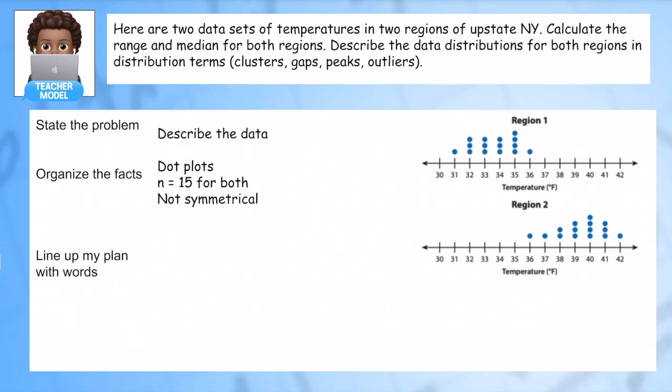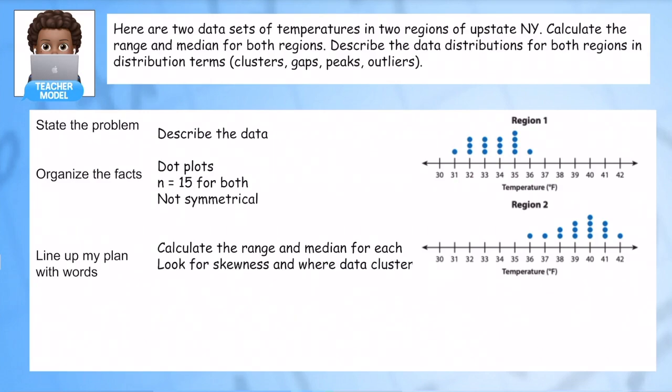And I could also see just by looking that these are not symmetrical. So I'm going to calculate the range and median for each using the data that I see on the dot plot, and we know how to find both those measures. And I'm going to look for skewness and see where the data is actually clustered. Is it symmetrical? But no, these are not symmetrical, so there will be a little bit of skew happening here. And I'm going to try to identify the mode which should stand out very easily in this visual model. Hit pause and jot this down in your notes.